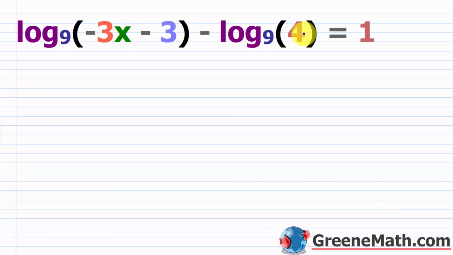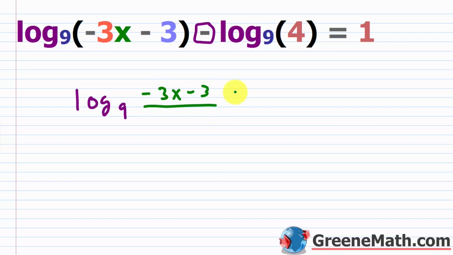then minus log base 9 of 4, and this equals 1. So I have a minus here, and again, I've got log base 9 and log base 9. So when I try to condense this into one logarithm, because there's a subtraction sign, I'm thinking about division. So I'm going to have my log base 9 of, this first one here is going to be the numerator, so negative 3x minus 3. This will be over the second one, which is my denominator, and this all will be equal to 1.